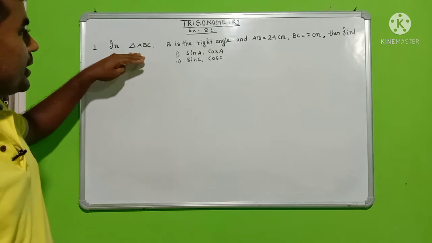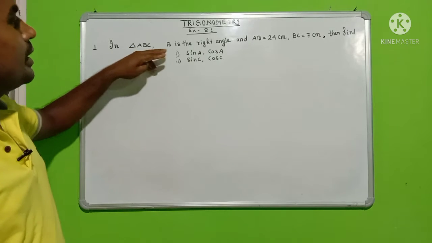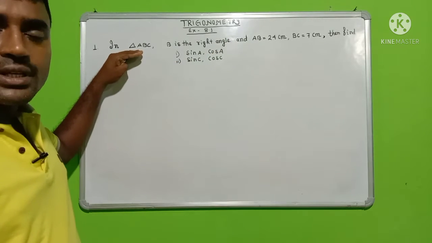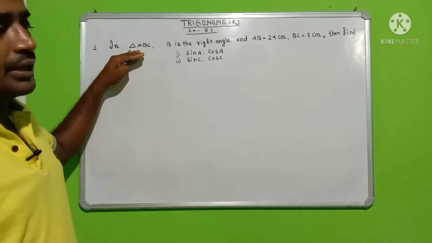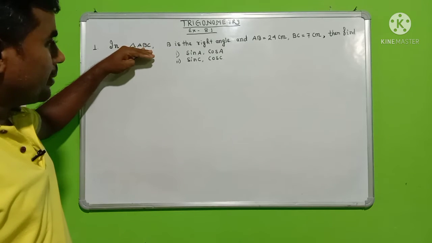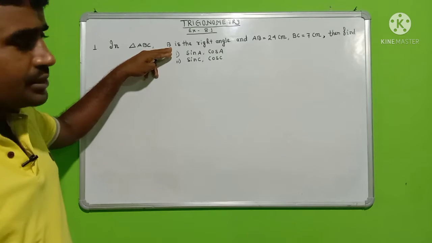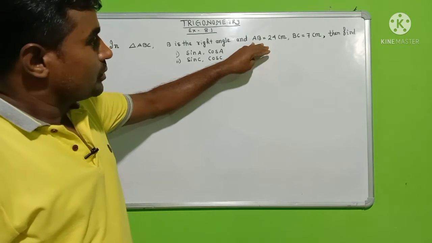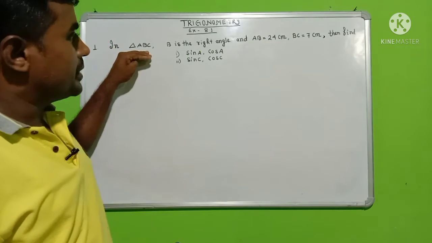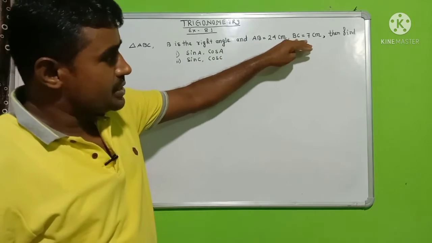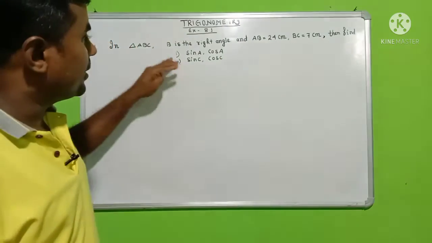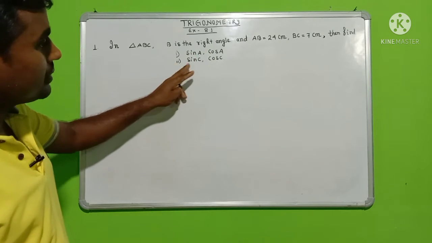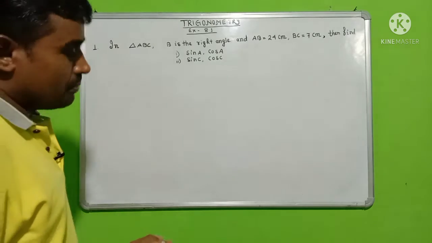The question says that in triangle ABC, B is the right angle. That means the given triangle ABC is a right angled triangle. In right angle triangle ABC, angle B is 90 degree. The measure of two sides of triangle ABC are given, AB equal to 24, BC equal to 7. Then we need to find the values of number 1, sin A and cos A, and number 2, sin C and cos C.